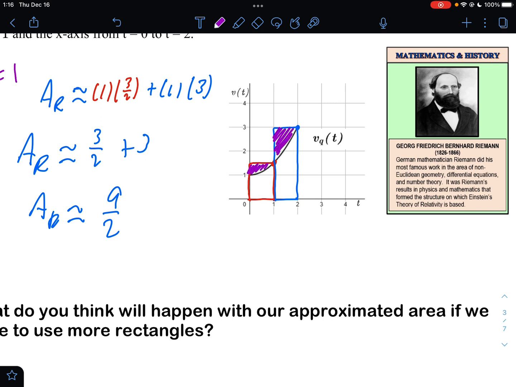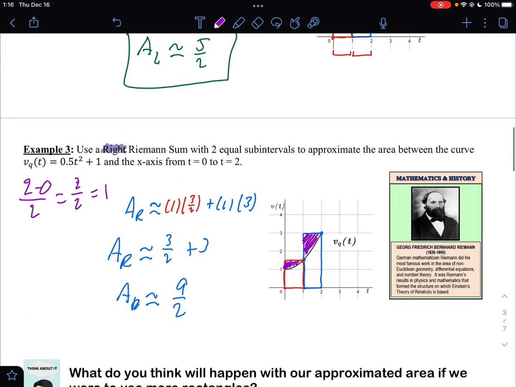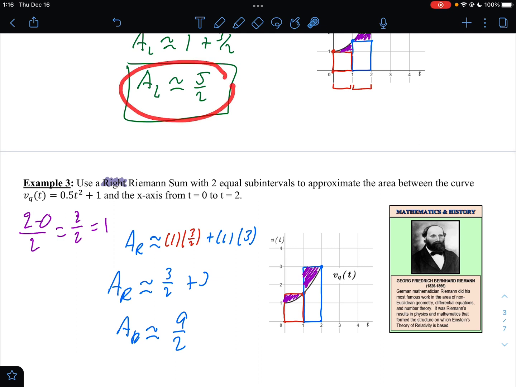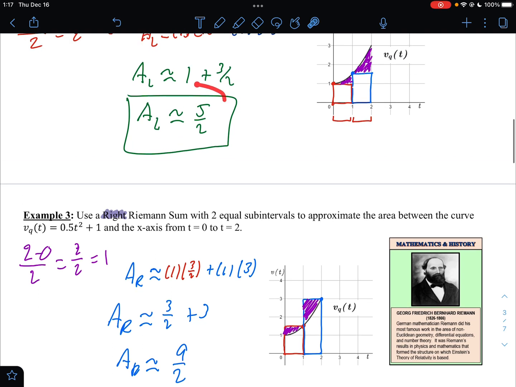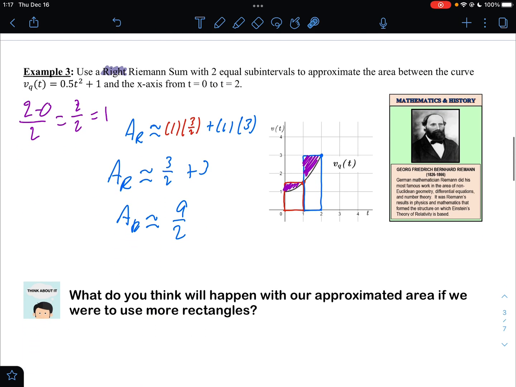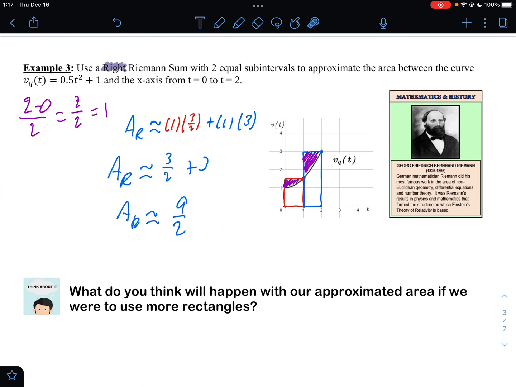Okay, but what we can say about this so far is that we know the actual area under this curve is bigger than 5/2, but smaller than 9/2. So a good guess might be 7/2. That's definitely not going to be the answer, but it's probably pretty close to that. And we know it's between these two numbers because this one was too small, this one was too big.